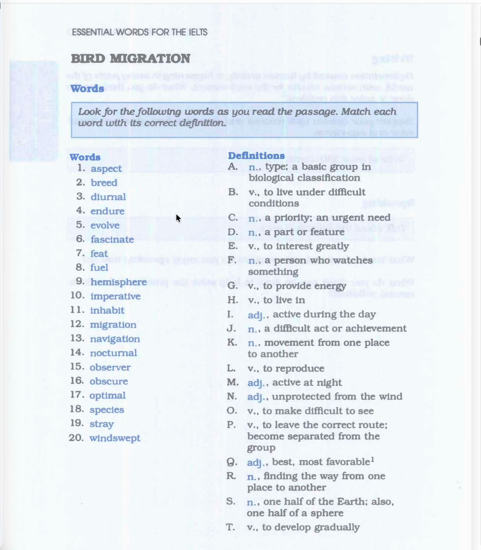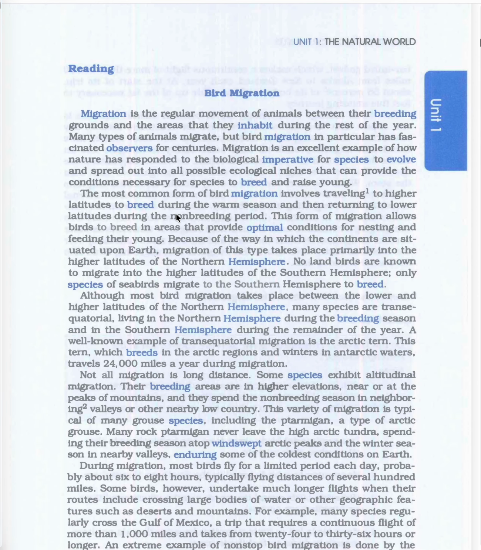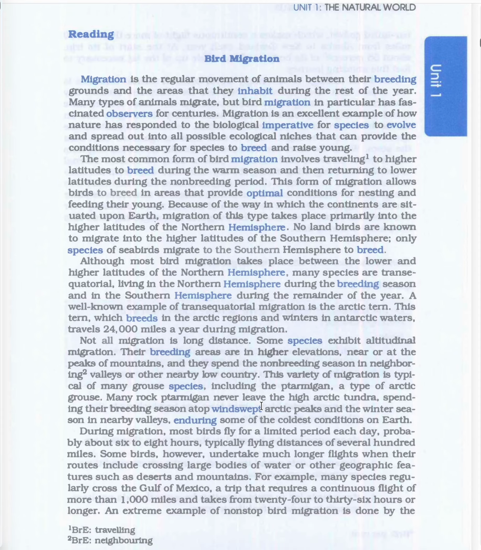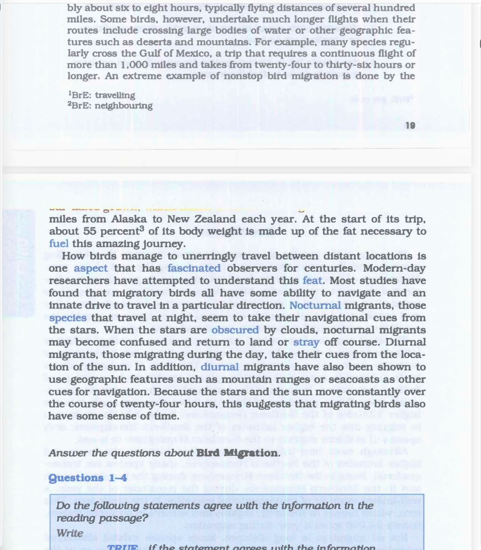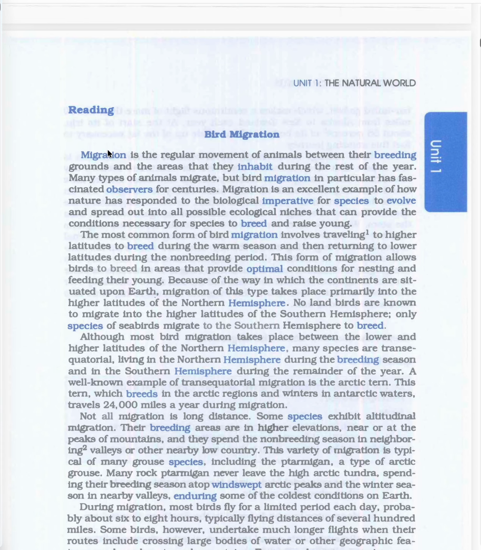I suggest that you do not use this section first. First, look at the story. So read the story completely. And once you've read the story, come back and look for words that are written in blue. So here we have migration, breeding, inhabit, observers, imperative, species, evolve, and so on.